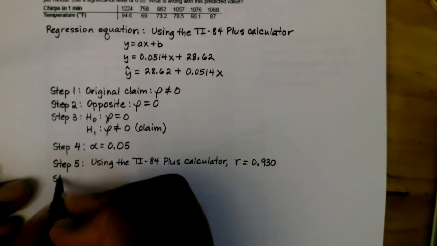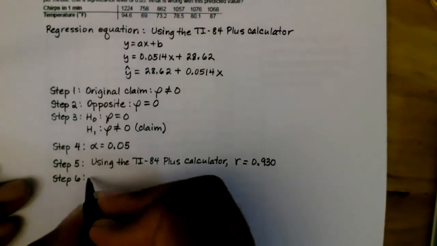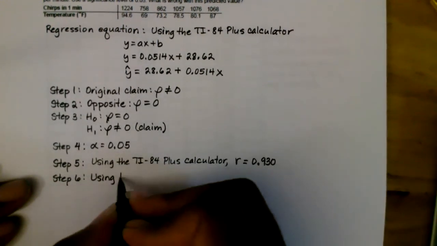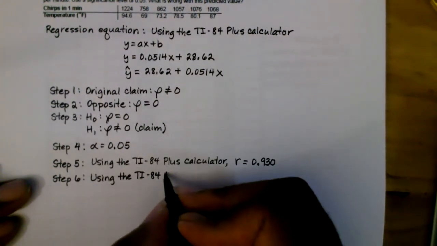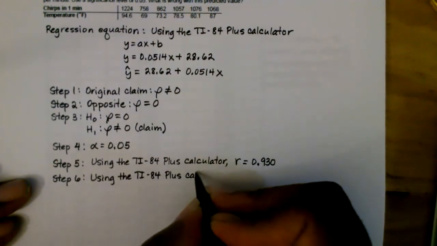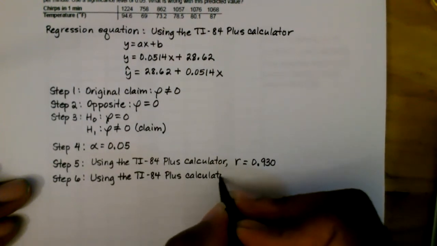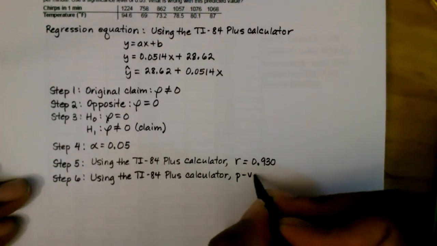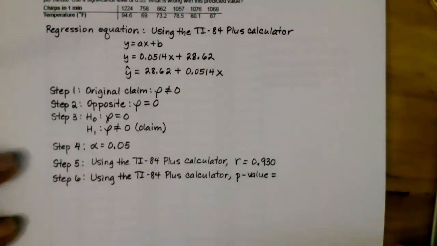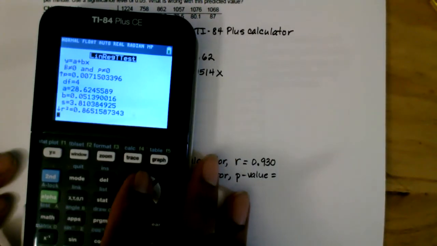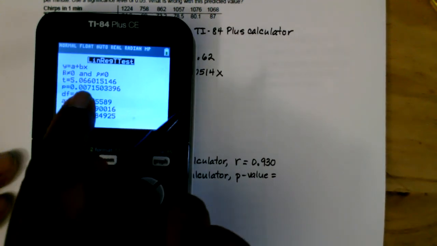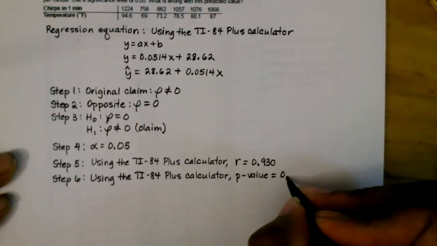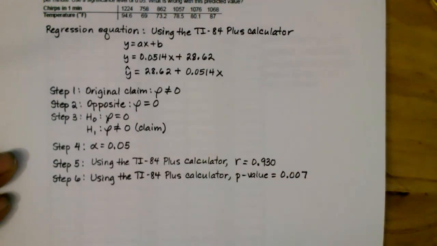Okay. And I'm also going to use the TI-84 Plus calculator to get the p-value. So if I use my up arrow key, here's the p-value, which is lowercase p. To 3 decimal places, that would be 0.007. That's my p-value, 0.007.